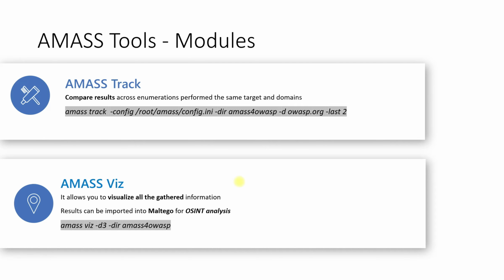Next we have AMASS Viz, and it allows you to visualize all the gathered information. But I really love this tool because it can integrate to Maltego. I'm sure that you know about Maltego, which is open source actually, not open source. It's used for OSINT analysis and is quite a useful tool when it comes to identifying the attack surface, the assets information over the internet.